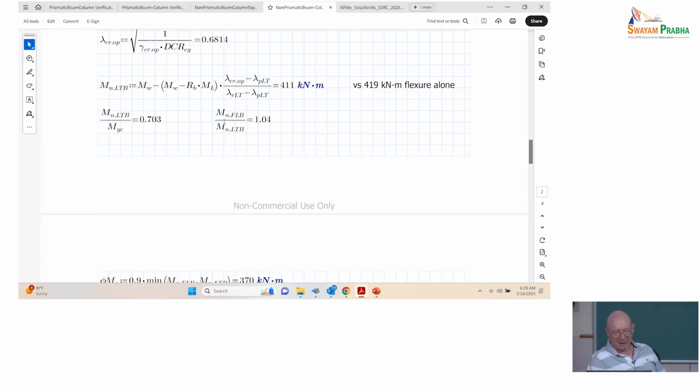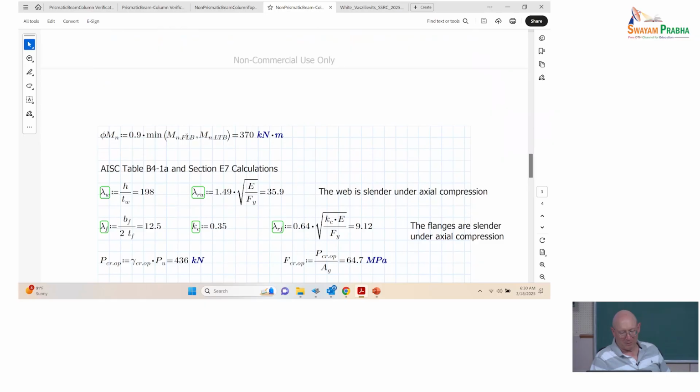So here I think I missed it in the other file, but here you can see, now finally the lateral torsional buckling has been weakened enough so that flange local buckling is not controlling now. The lateral torsional buckling is the controlling limit state now on this tapered member. And so 0.9 M in LTB is 370.